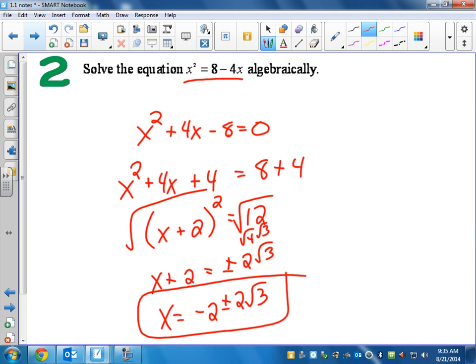Can I go? We got this right on the test yesterday, right? No, we didn't. That was an example. Oh, that's how you do that problem?